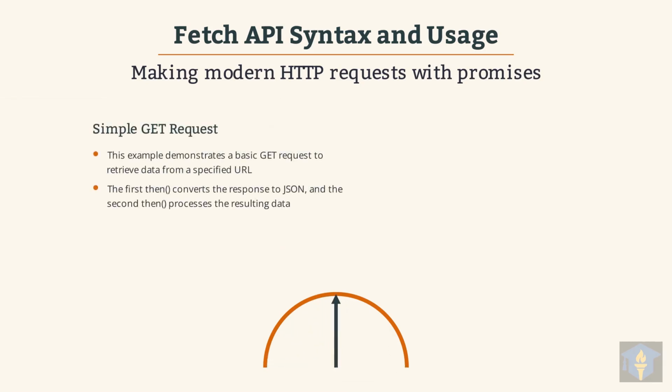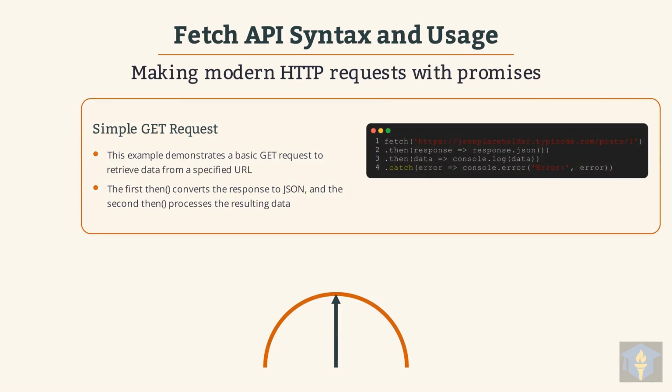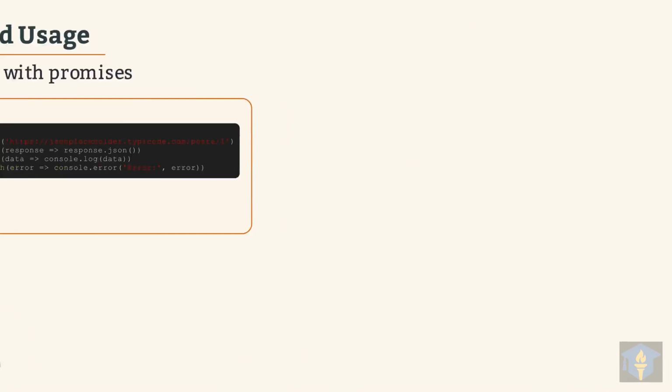Now, let's see a practical example of a simple GET request using the Fetch API to retrieve data. This example demonstrates a basic GET request to retrieve data from a specified URL. The first then converts the response to JSON, and the second then processes the data. This code illustrates how to fetch data from a public API, convert the response to JSON, and then log the resulting data to the console.